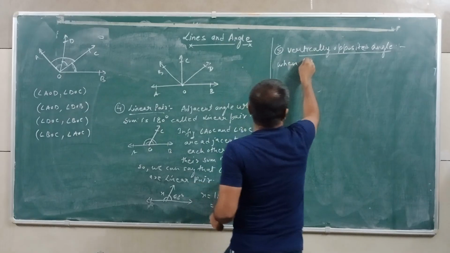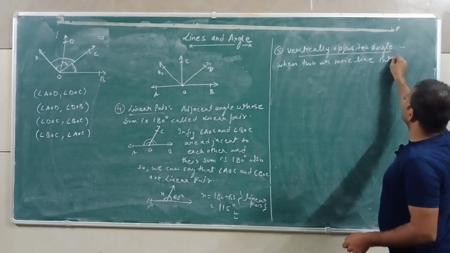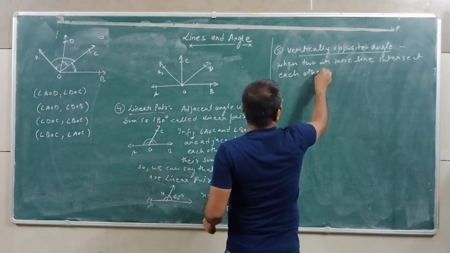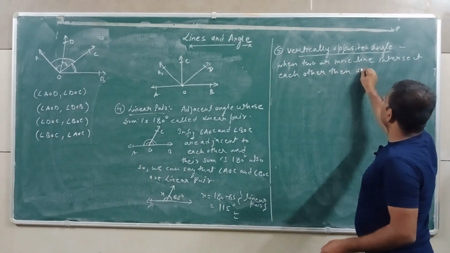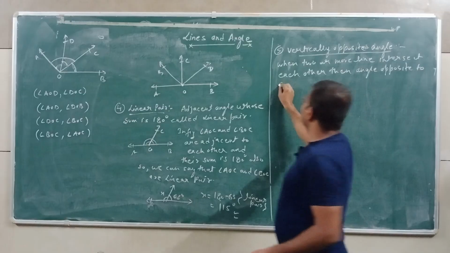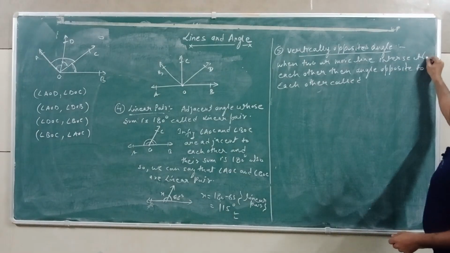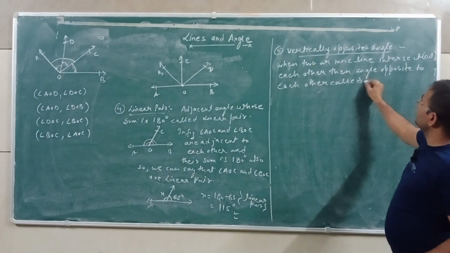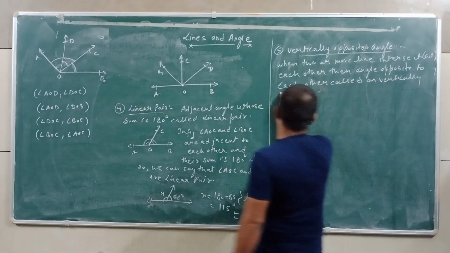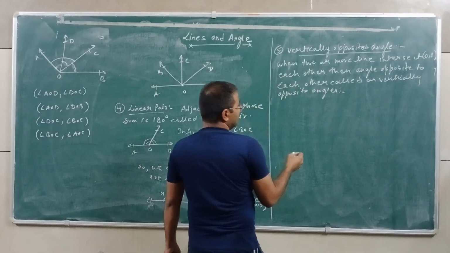When two or more lines intersect each other, then the angles opposite to each other are called vertically opposite angles. Here, instead of intersect, you can use the word cut also. Now how will you show this by figure?